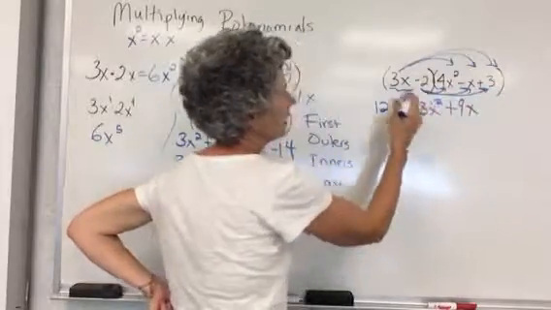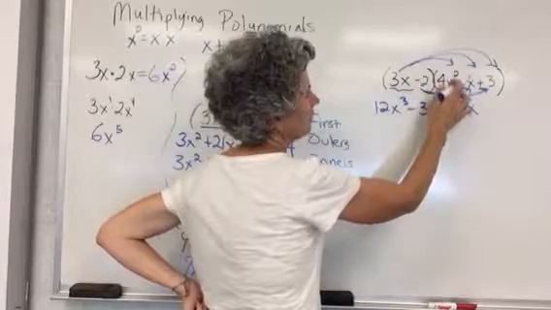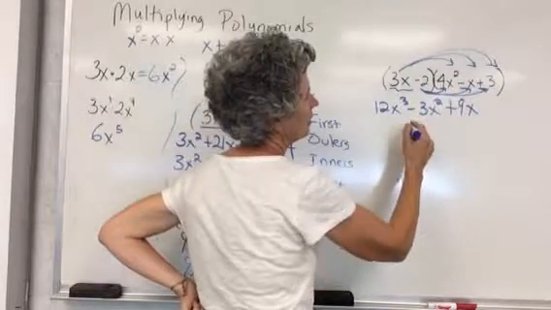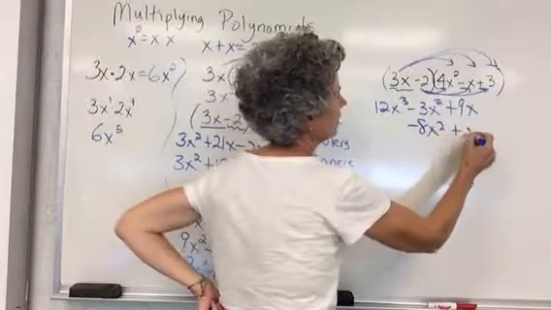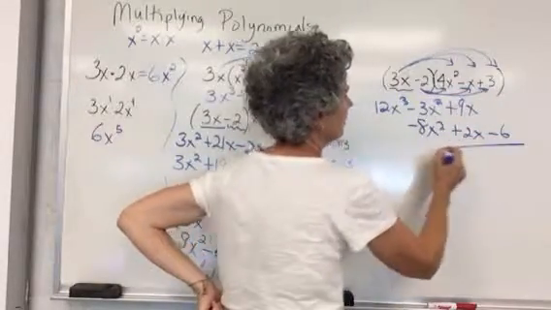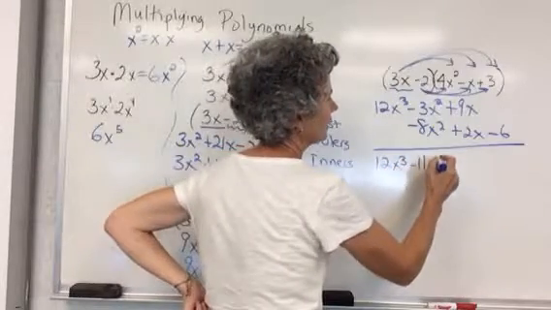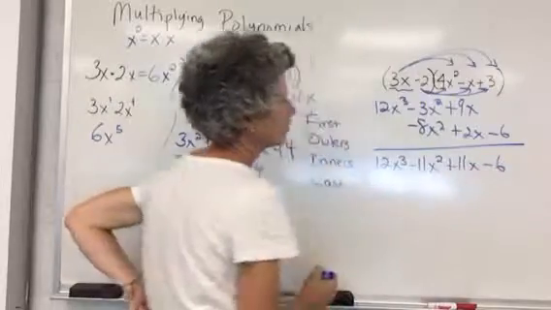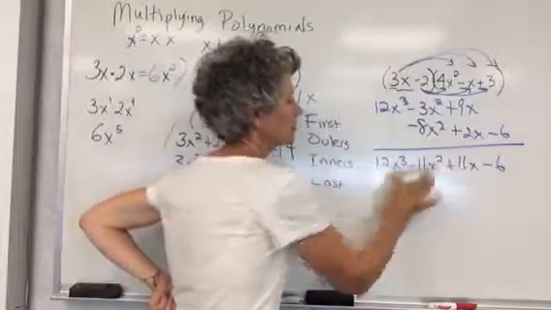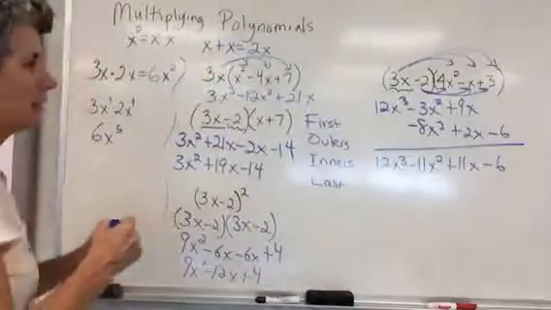What I like to do is put the like terms underneath each other. You don't have to do it that way, but negative 2 times 4x squared would be negative 8x squared. So I'm going to put that right here. Negative 2 times negative x, a positive 2x, and then a minus 6. So 12x to the third minus 11x to the second plus 11x minus 6. No like terms in this one. That's as far as you can go. Remember, you need like terms when you're adding. So that's it for that one.